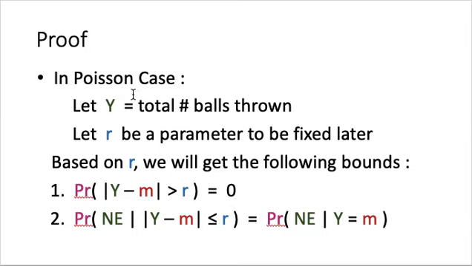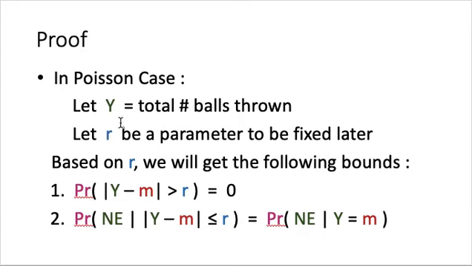Now let us further define some new random variables. We let Y be the total number of balls thrown in the Poisson case. So Y could range from 0, 1, 2, 3 up to infinity. And then Y is the Poisson random variable with parameter m, the total number of balls in the exact case. We will let r be a parameter to be fixed later. Roughly speaking, r is of the order of the square root of m.